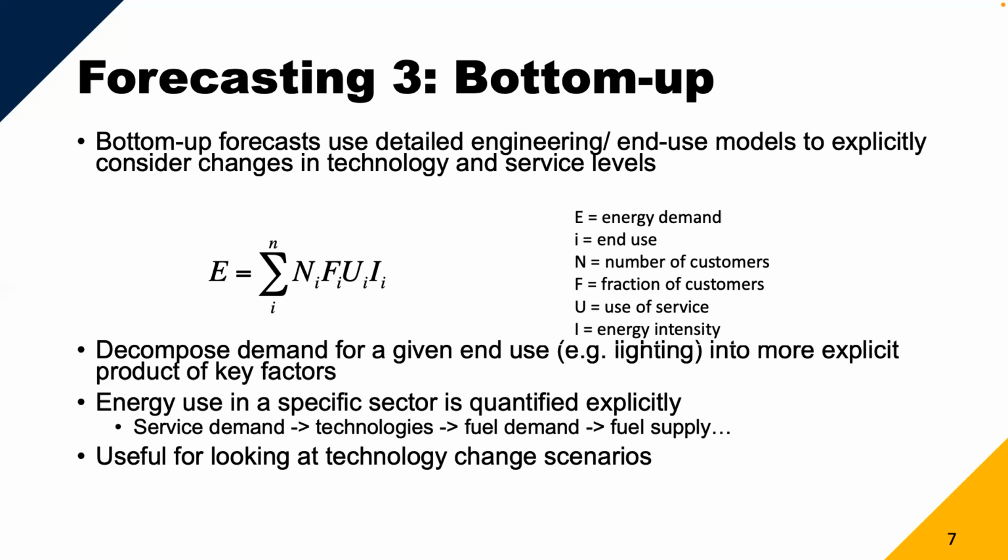So, for example, if this energy demand were all of transport energy demand, each i could indicate all the technologies for light duty vehicles and all the technologies for medium and heavy duty and rail and airplanes. And for each of those you could ask, what's the total number of people who are doing light duty vehicles? What fraction of them would be driving the electric vehicles? How much would they be using it, and what's the energy intensity?